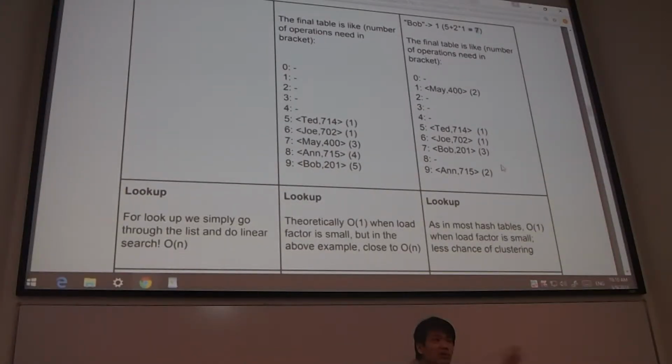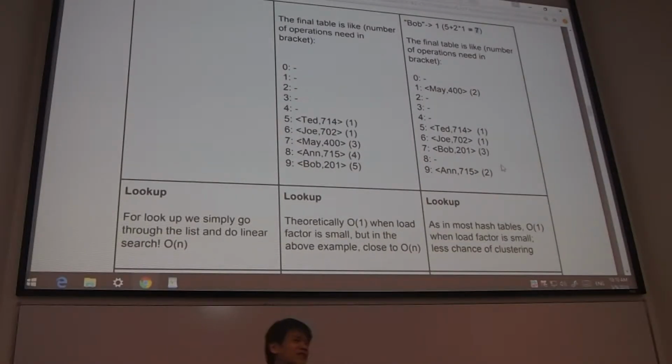Okay, it's a huge difference. Of course, now you just see 5 and 1, which is not a lot of difference. But if it is 1 million, then you see the difference. You get the idea, right?